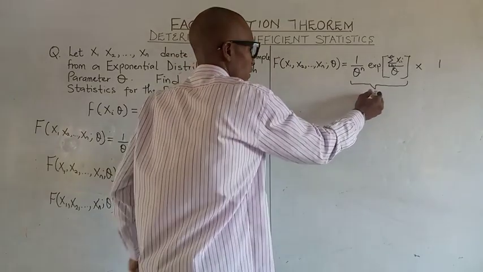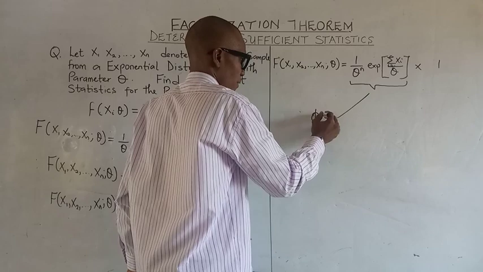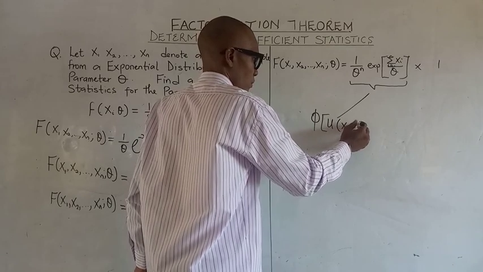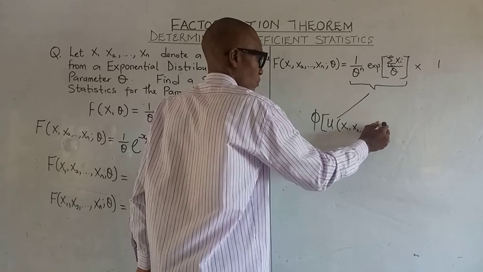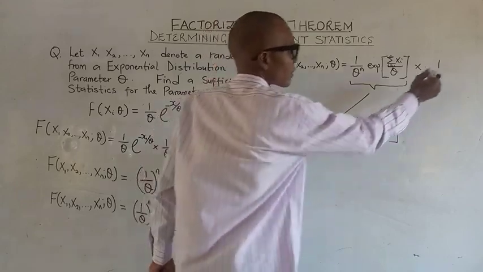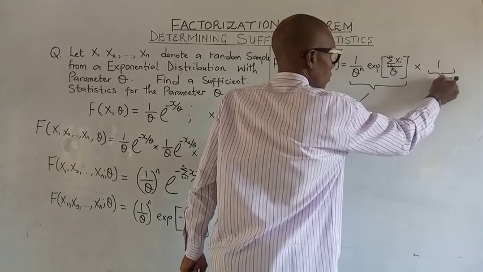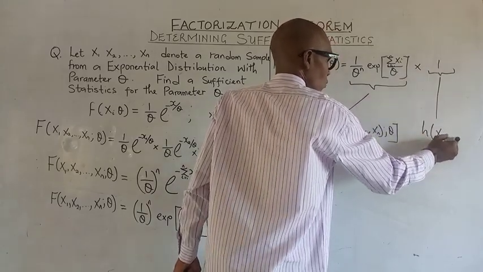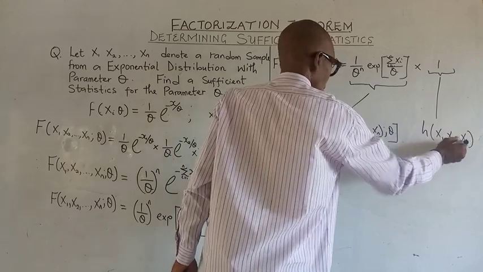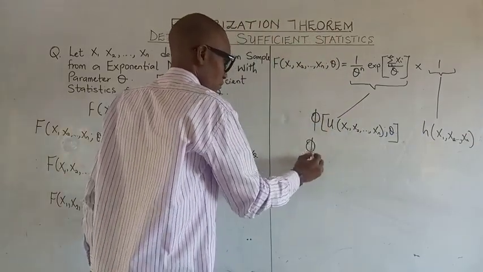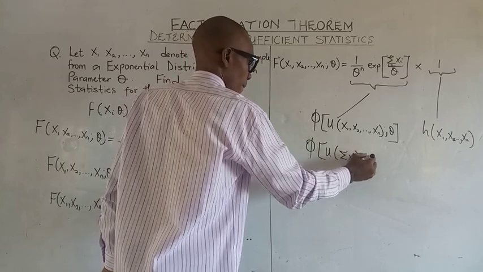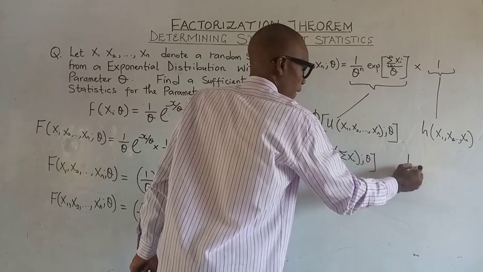The whole of this function now becomes our phi, which is a function of mu of x1, x2 to xn and theta. Then this one becomes the other component, h of x1, x2 to xn. This can also be written in this form: phi of the summation of xi and the parameter theta, and h.